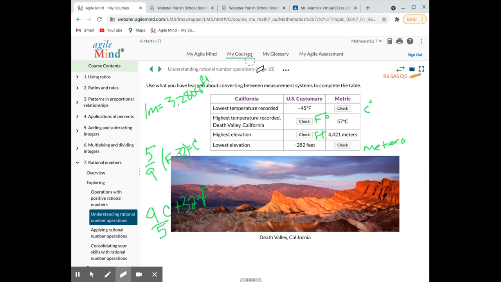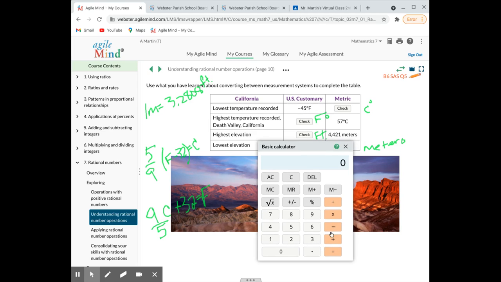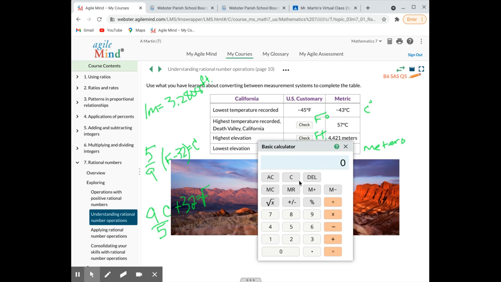All right, let's take a look at it. So I got negative 45. I'm going to do what you said. So I got negative 45 minus 32. So I got negative 77. All right, now I'm going to multiply it by 5. And then I need to divide it by 9. So I got a negative. Yeah. So that's right, huh? Let's check it. Negative 43? Yeah, that looks good. You did a great job.